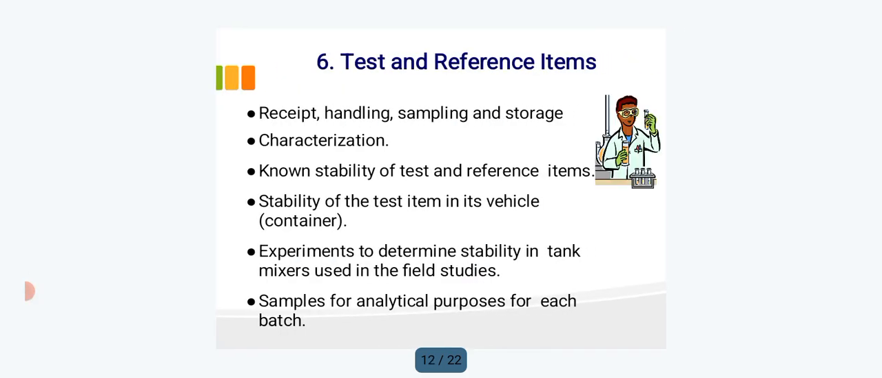The sixth one, test and reference items. Receipt, handling, sampling, storage and characterization. It is important to know the stability of the test and reference items. The stability of the test item in its vehicle, that is the container, is to be determined, along with the stability under the conditions used in the field of study. And lastly, samples for analytical purposes for each batch.